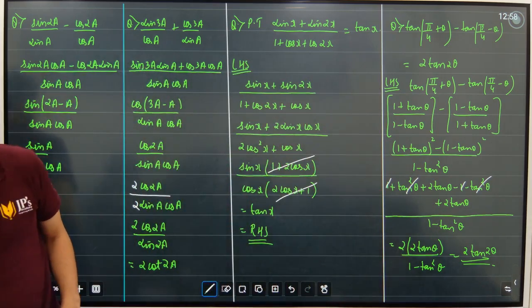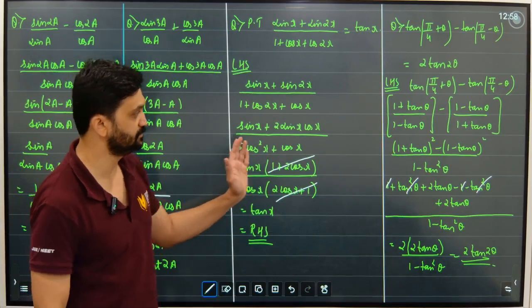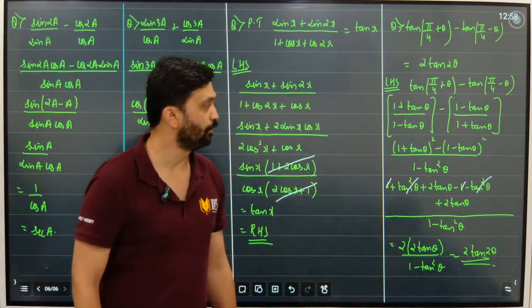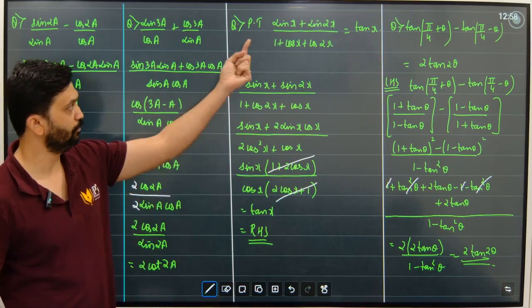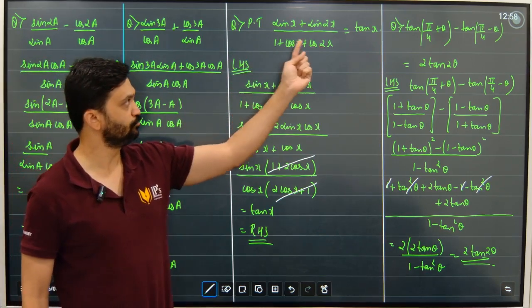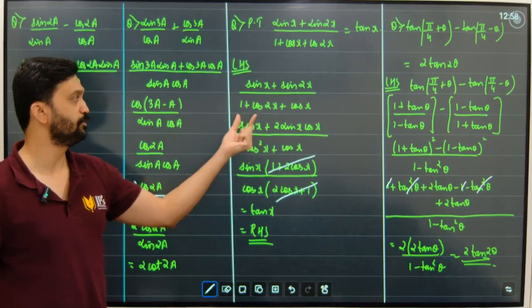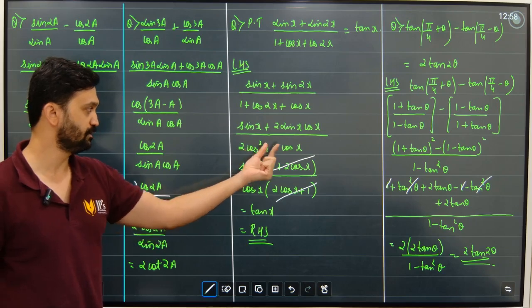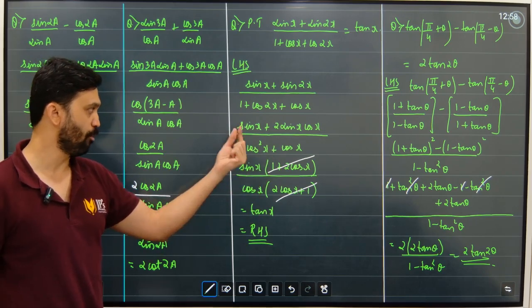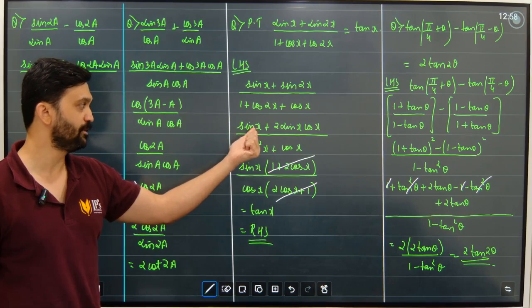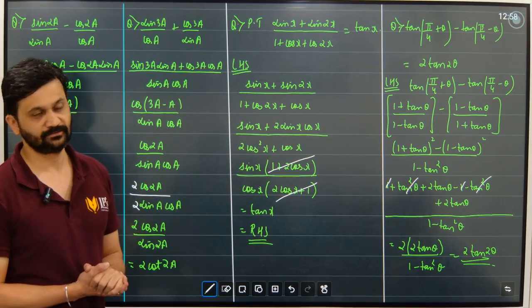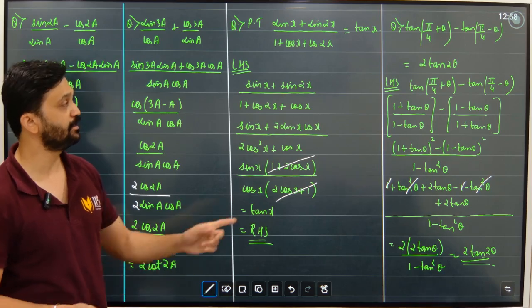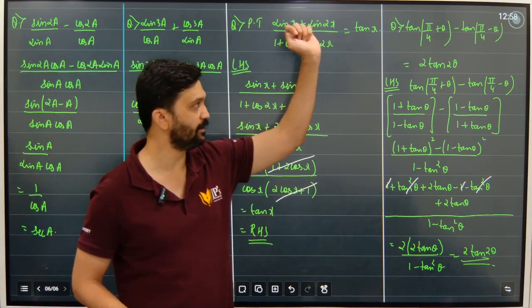I've solved both the sums. You can just compare your answer, whatever we have done. Here, what I did was, I just took 1 plus cos 2x together because we have the formula for 1 plus cos 2 theta, which is 2 cos square theta. And then I took cos x common in the denominator and sin x common in the numerator. And I got the answer as tan x, that is required in the right answer.